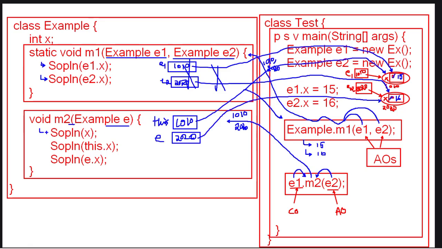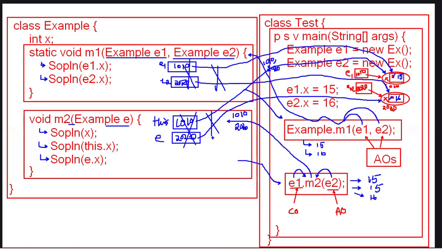Then logic execution started. SOP ln X means this dot X. Output is what? 15. SOP ln this dot X means what? 15 only, the 1010 object. E dot X means what? Parameter 2020, what value? 16. Everyone try to think. After method execution completed, control comes back, parameters are destroyed, references are gone.